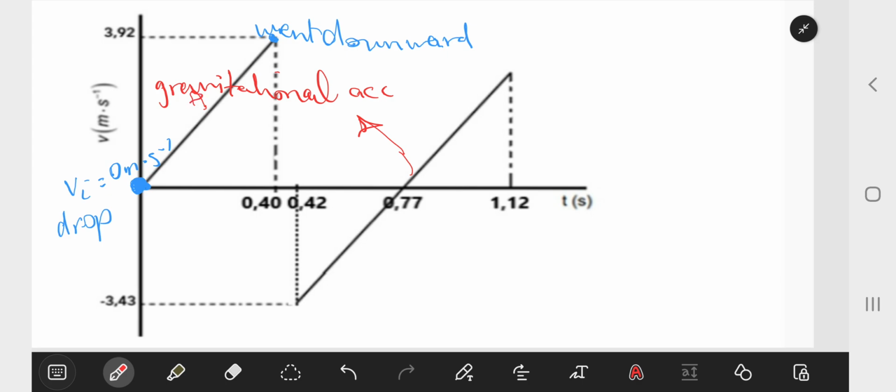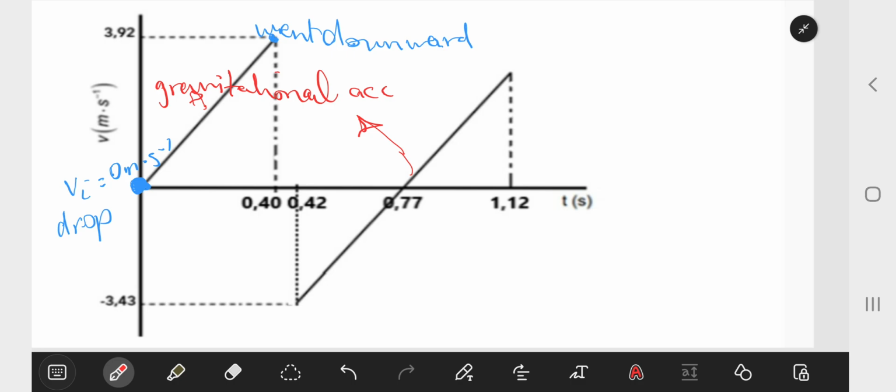Now they might ask, why do the two lines have the same slope? That's because the acceleration of a projectile is constant, which is 9.8 meters per second squared downwards. So that was the next question.